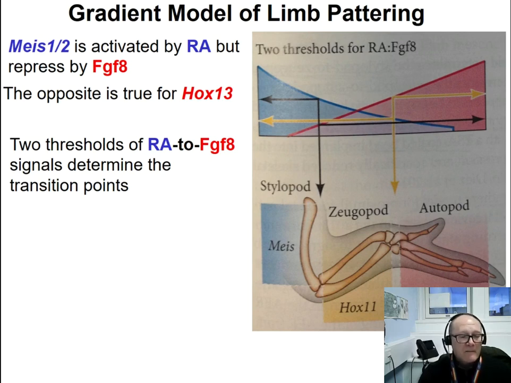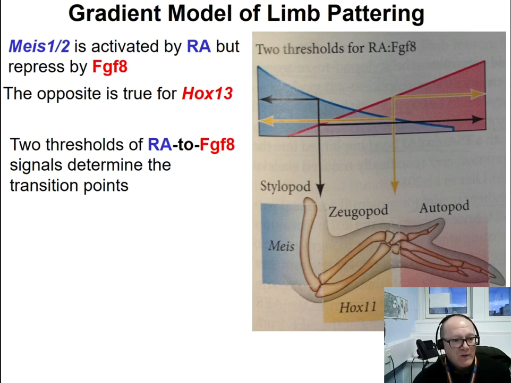And there is a model that describes this ratio, or the change in this ratio along the proximal to distal axis. In this model, we identify two important thresholds that, when we pass them, we move from one structure of the limb to another. So in the first part of the limb, we have a high level of retinoic acid compared to FGF8. So the ratio of retinoic acid to FGF8 is very high, and therefore the stylopod is produced.